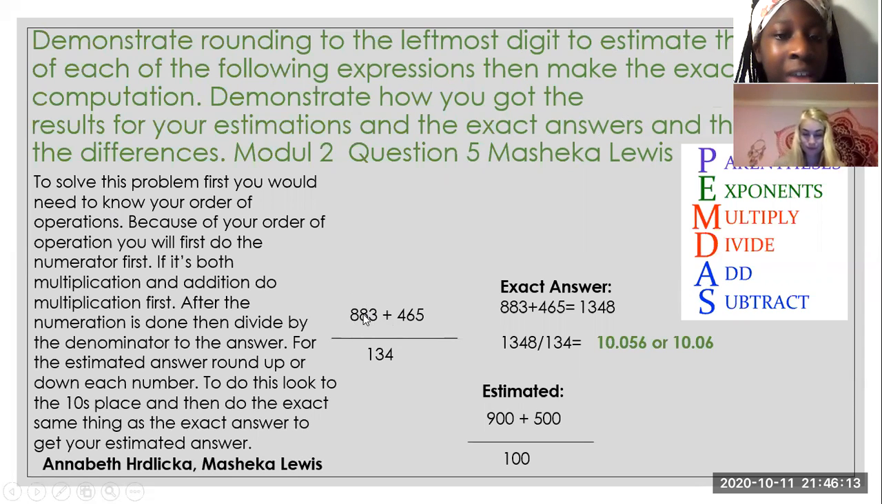Since it's an 8, we have to round this up to 900, which is shown right here. And then this is a 6, so this will have to round up to 500. And this is a 3, so it'll round down to 100. And this is our estimated problem right here. And then we solve like we did the first one.